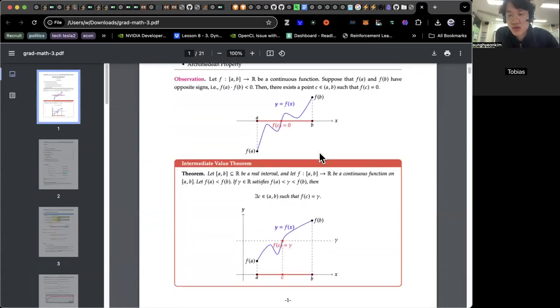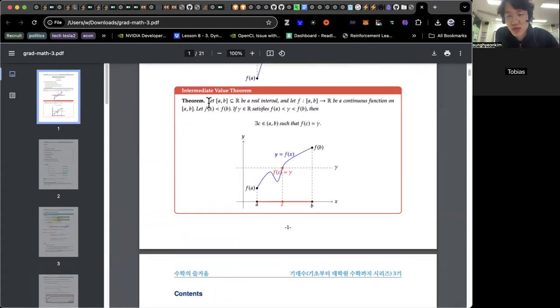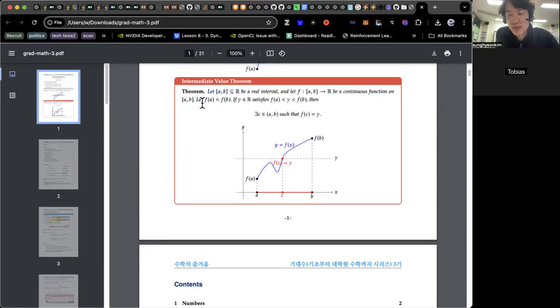In the first part comes the intermediate value theorem. Let [a, b] be a real interval. Then there will be a continuous function, and let's say f(a) is smaller than f(b). Then there is some c which satisfies f(c) equals gamma.